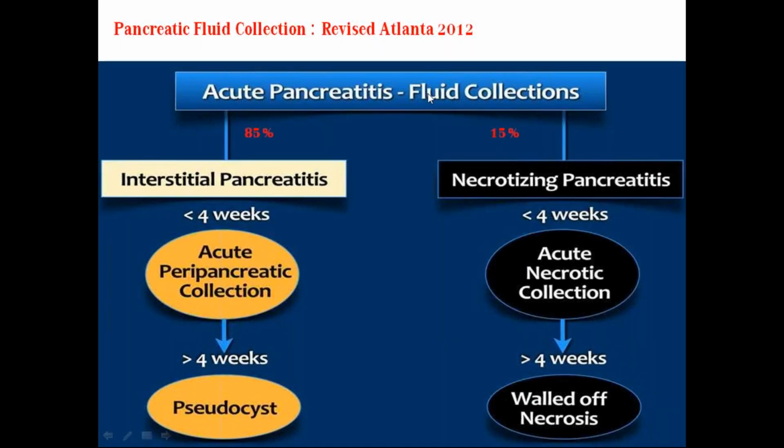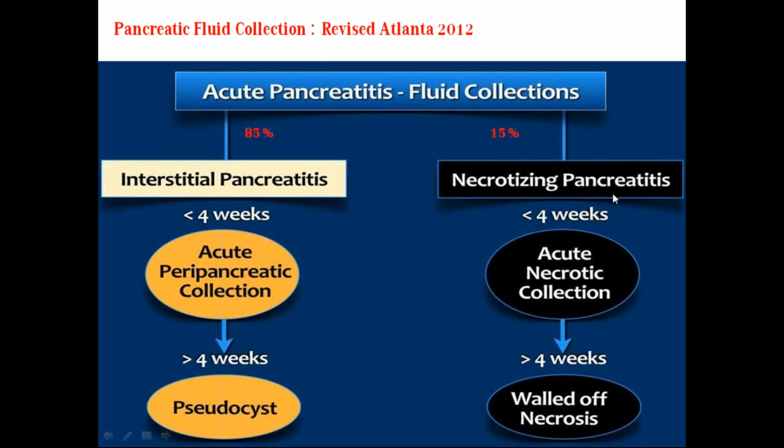In the revised Atlanta classification, the fluid collections are of two types, in interstitial pancreatitis and necrotizing pancreatitis. If it is less than 4 weeks, it leads to acute peripancreatic fluid collection. If it is more than 4 weeks and the collection is confined by the fascial planes and surrounding organs, it results in a pseudocyst. The pseudocyst doesn't have an epithelial lining, only a wall, so it is known as a pseudocyst.